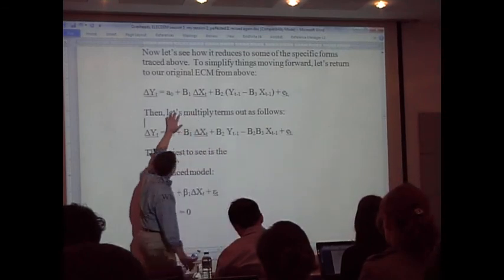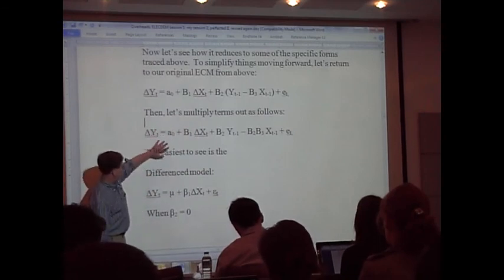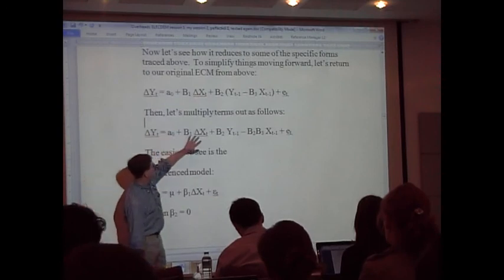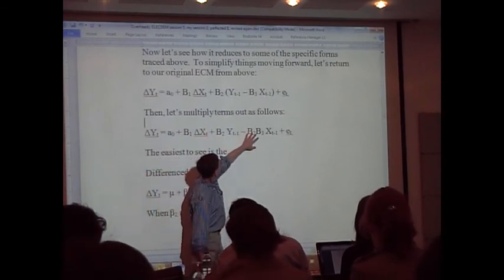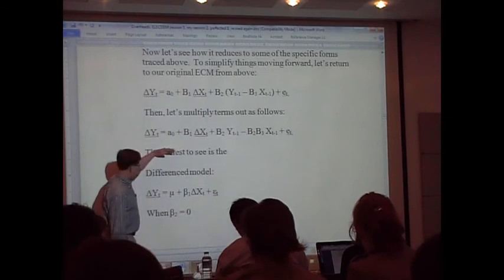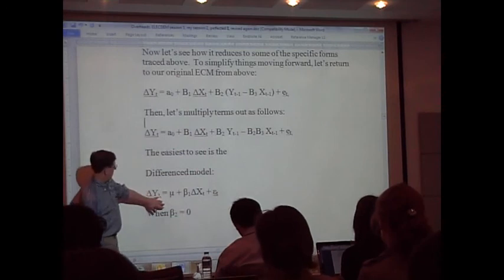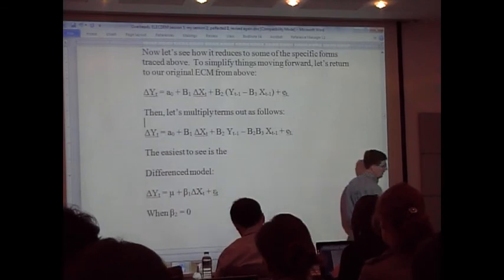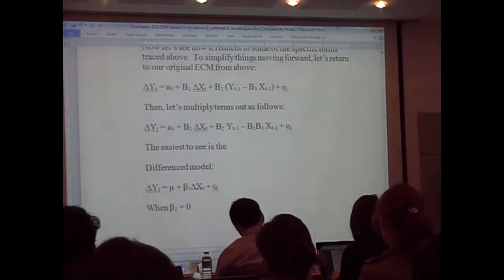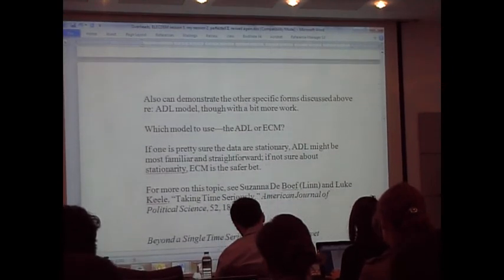To actually work with the ECM, the best thing to do is to write this up and simplify it, instead of having the error correction component, to show how it would work out. It's actually easier to write it out like this. If you write out b2 times b2 times b3, xt minus 1. Now remember, if the b2 here is 0, then what you end up with is a difference model. Very simple. I can keep showing you these problems, but it gets really, really complicated. There's a lot of work, a lot of patience on your part. I'm not going to ask you to deal with that right now.